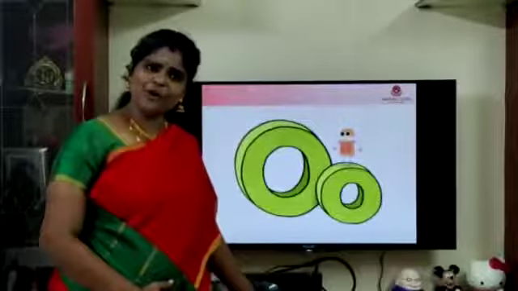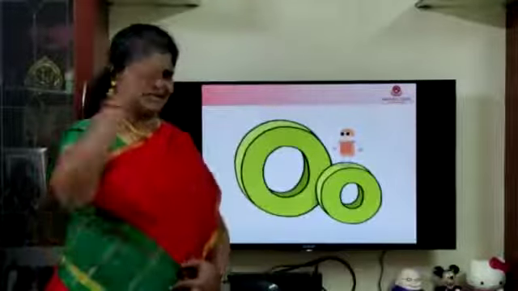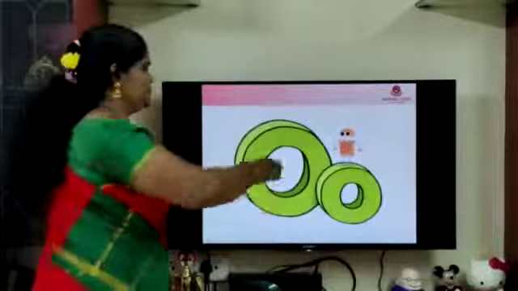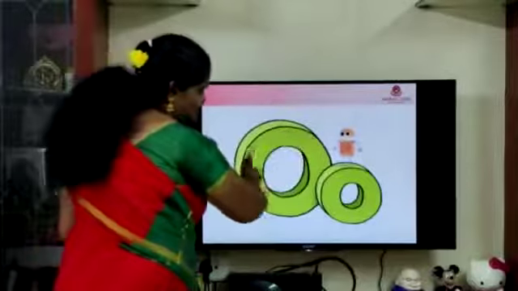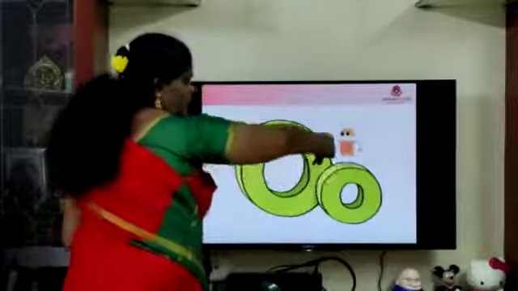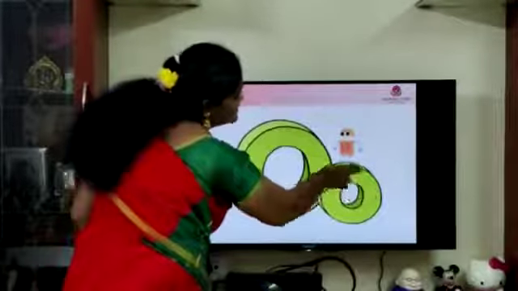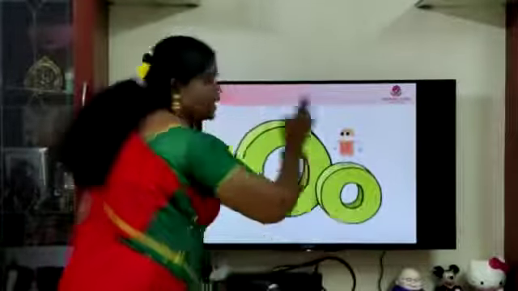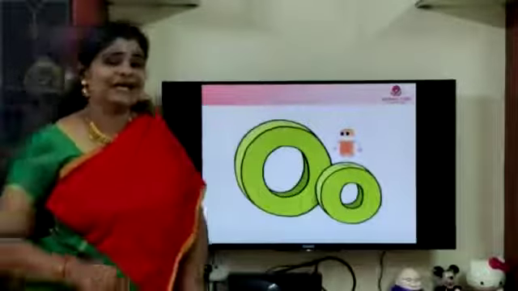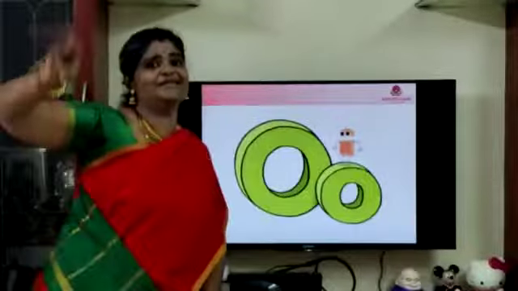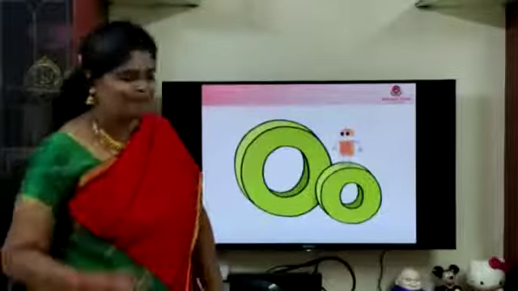How do we write this O? Let us trace. Circle, okay? This is letter O, this is uppercase O, and this is lowercase O. Easy to write. Put a circle. This is letter O.